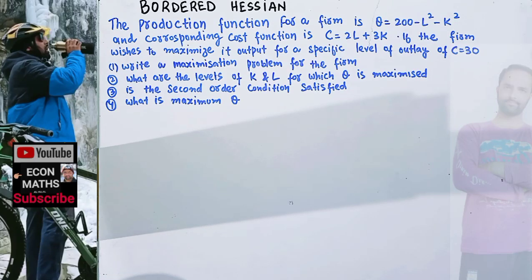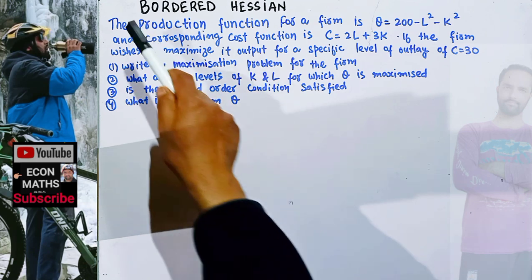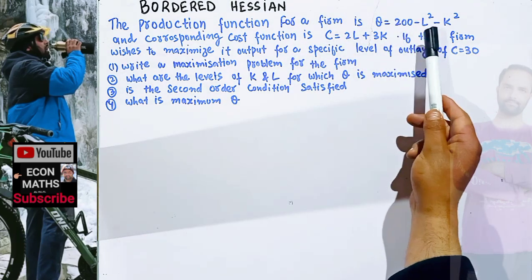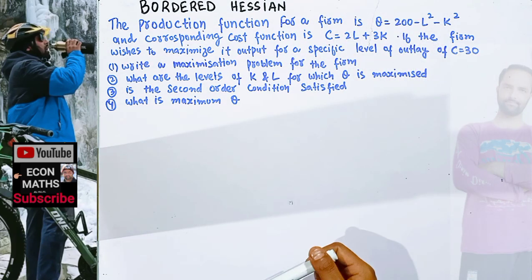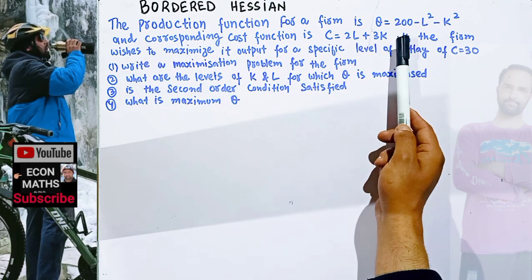In this video, we will learn how to use the Bordered Hessian method in checking the second order condition for a multivariable production function. The question is, the production function for a firm is given as Q is equal to 200 minus L square minus K square, and the corresponding cost function is C is equal to 2L plus 3K.